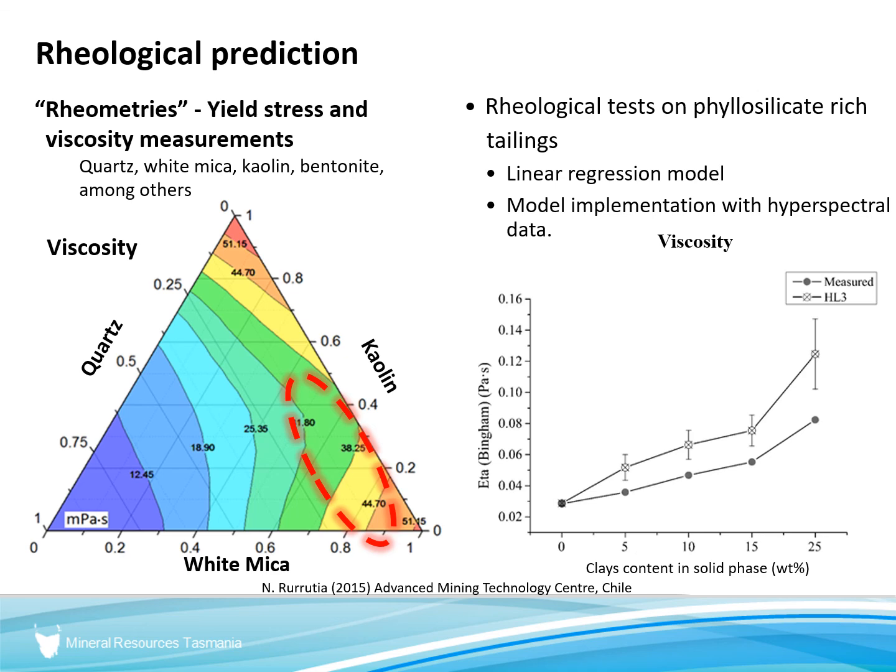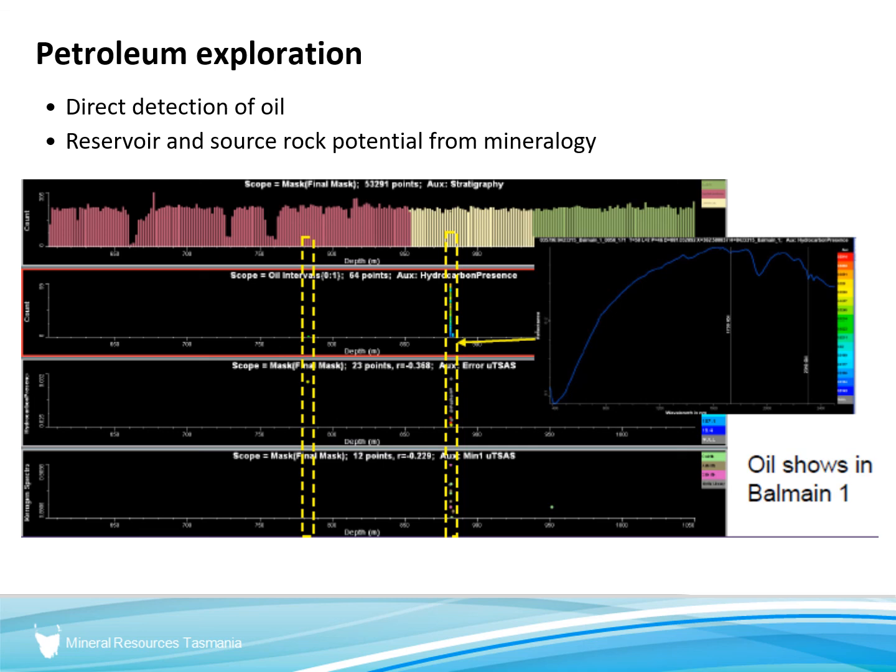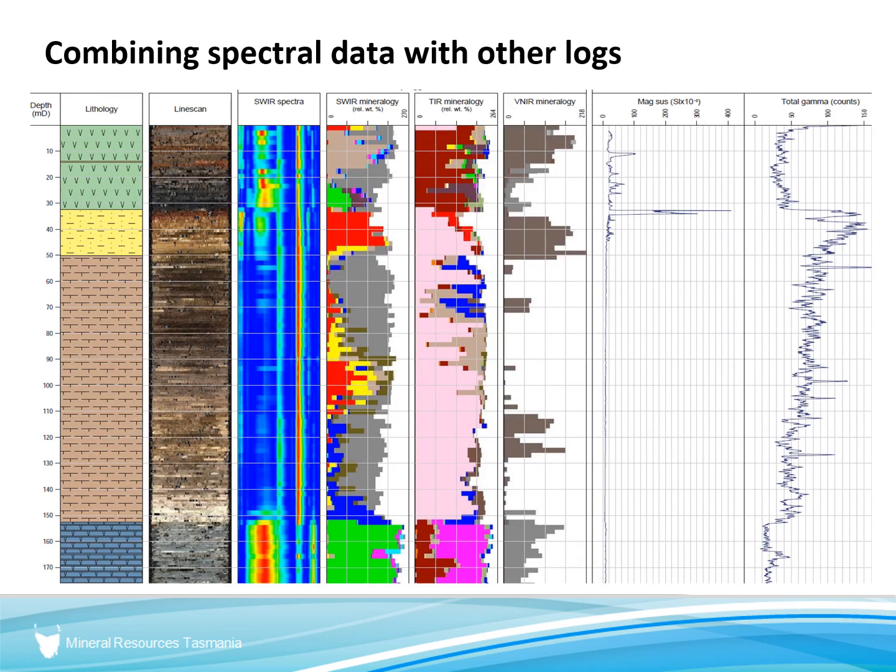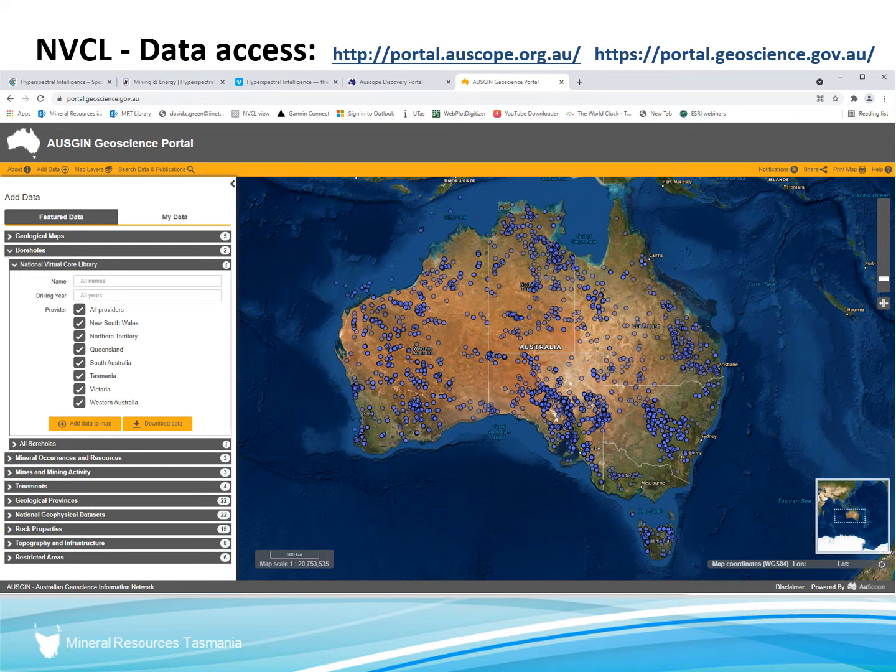You can predict rheology if it's related to the mineralogy simply by getting the mineralogy out of the HyLogger and then calibrate it. Petroleum exploration, you can see petroleum directly in the spectra. I've not done it myself. And we can combine spectral data with other logs, and most of these other logs, this gamma, mag-sus, most information is actually from the HyLogger.